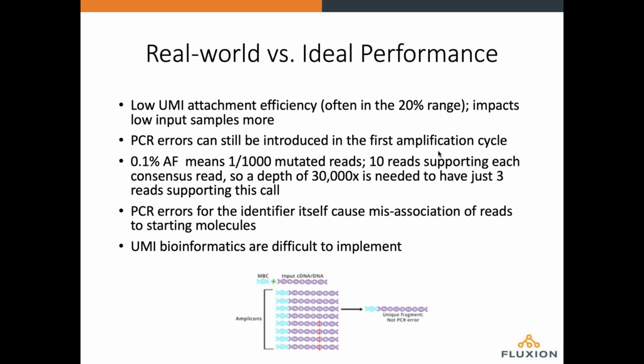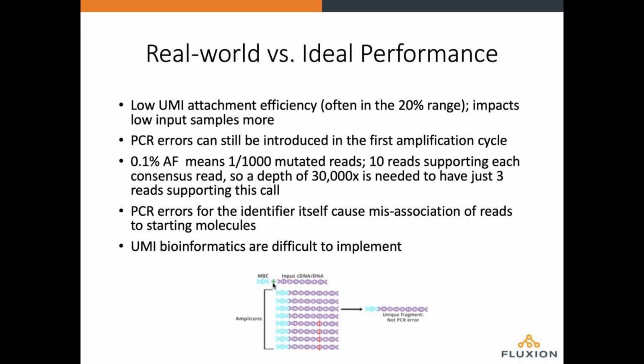So what causes this difference between the ideal performance that's very low error and the real-world performance that you just saw? There are a few factors that are important. One is that each one of these steps, which work perfectly on my slide, can have errors and issues that crop up in a real-world setting. One is the attachment efficiency of the molecular barcode itself. Often this is quite low, and this is why things like dual barcoding don't work at all in liquid biopsies.